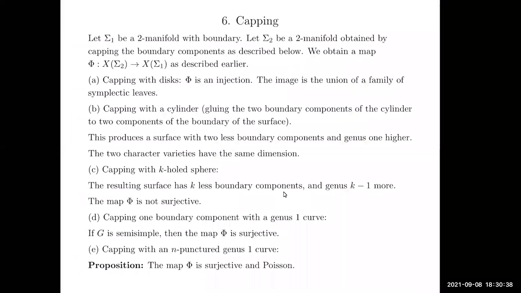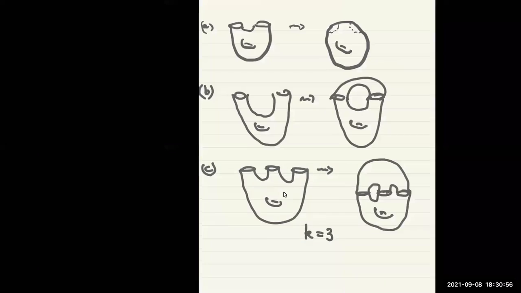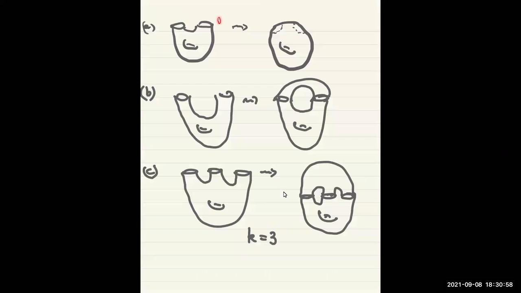And what that does to the representation space: capping with disks means, in that situation, the map phi is an injection. The image is the union of a family of symplectic leaves, if you cap off all the boundary components. So, as I said, you take all the boundary components and you glue a disk over each boundary component to form a closed surface.